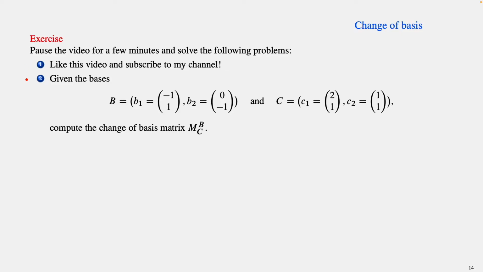And second, we're given the bases B and C, with the vectors (-1, 1) and (0, 1), or rather (0, -1), in B, and (2, 1) and (1, 1) in C. Compute the change of basis matrix for these two bases, namely the one from the basis representation B to the basis representation C.